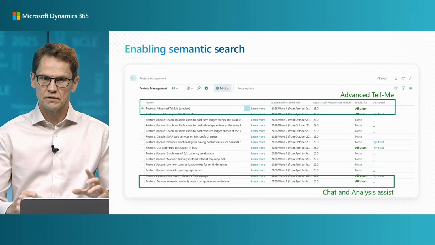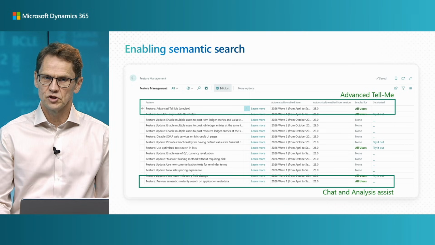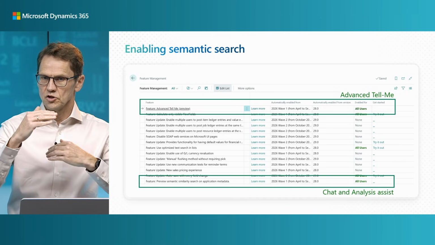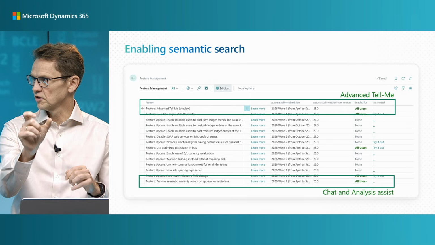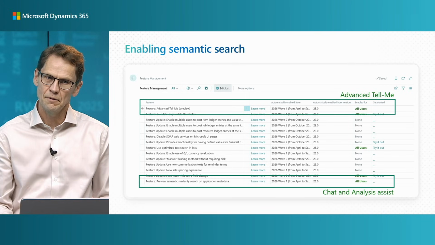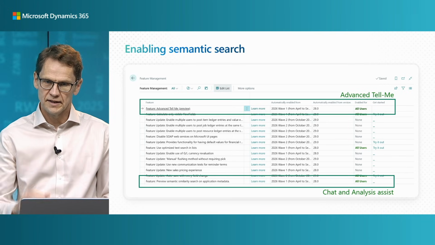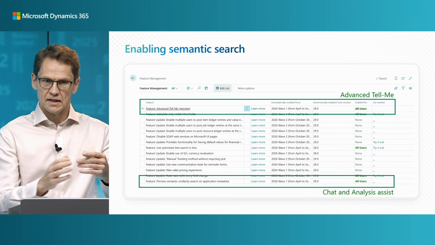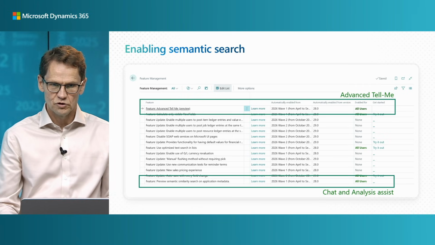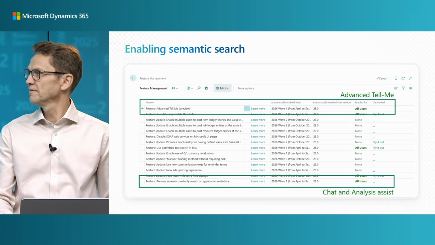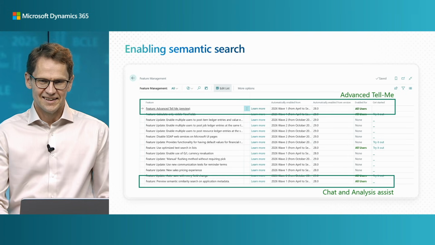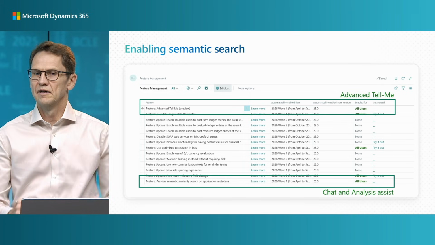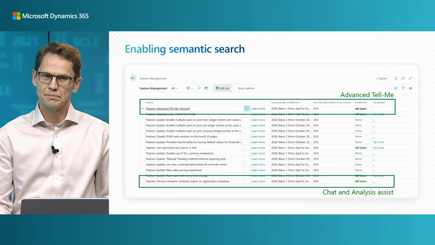Now, to enable this, there are actually 2 feature management toggles. There is one for Advanced Tell Me, which will change the way the Tell Me search looks. There's now an Advanced tab. You toggle that with one. And then for the others, the Chat and Analysis Assist, that is the very nicely named Preview Semantic Similarity Search on Application Metadata. Say that quickly. So they can be toggled on and off independently.